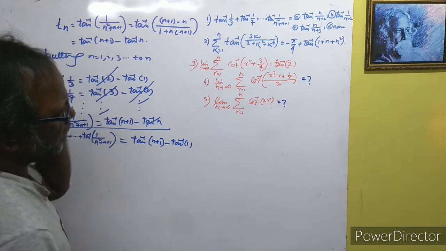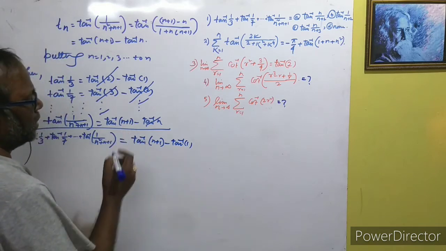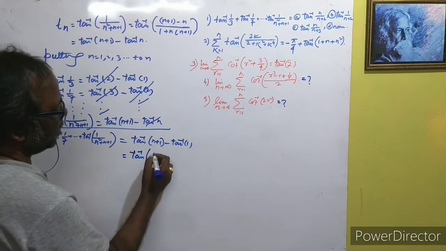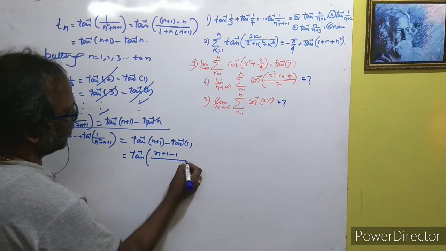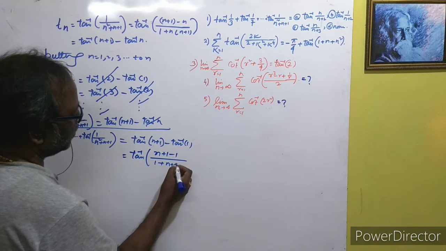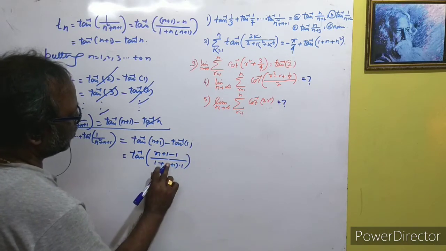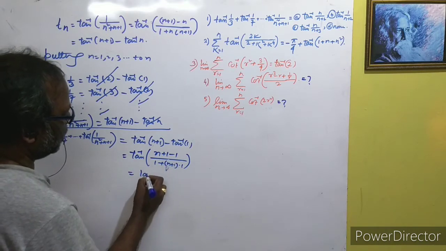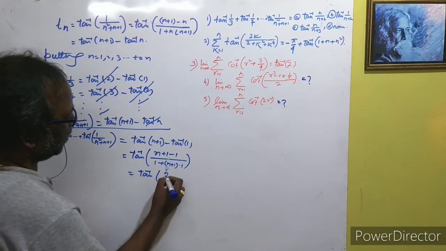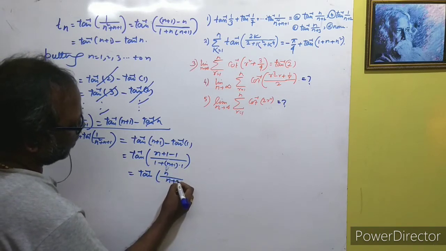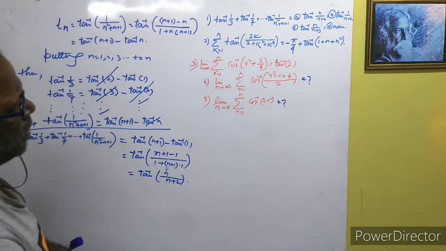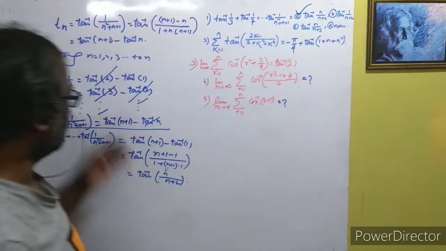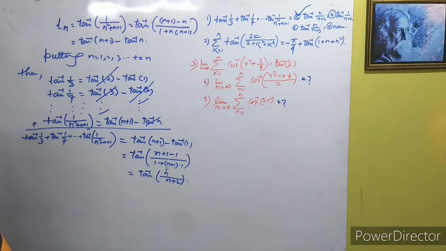See the options. That is a single tan inverse, so apply the formula for tan inverse x minus tan inverse y. Therefore, n plus 1 minus 1 by 1 plus n plus 1 into 1. We get the answer n by n plus 2. So see the options, that is the first option. Carefully, this is a very interesting question, number 1.